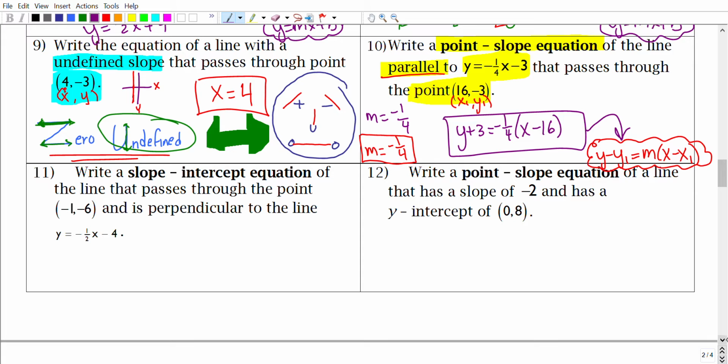Okay, go ahead and pause the video at this time now. I want you guys to try out 11 and 12, see how well you do, and then we will verify our answers.